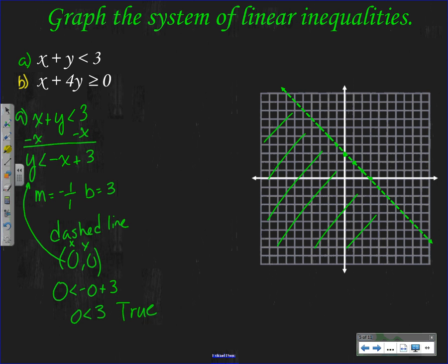So if it's true, I'm going to shade in the side that's got 0, 0. And I'm just not going to shade it in dark yet because I still have another line that I have to graph on this graph. So I'm going to make this a little bit smaller here.